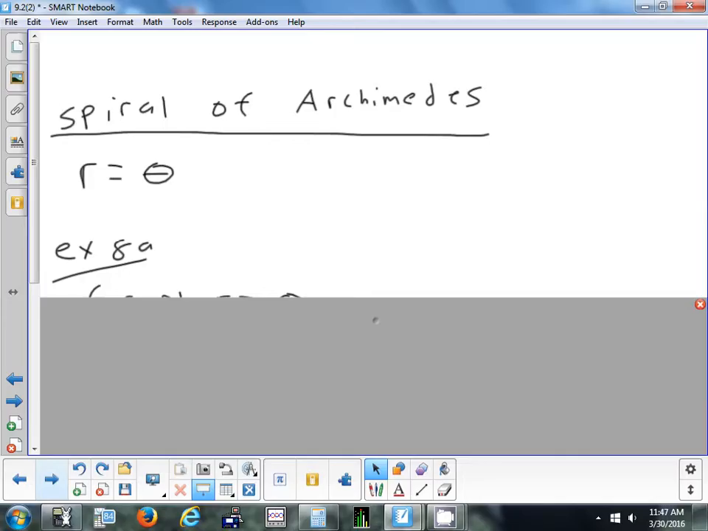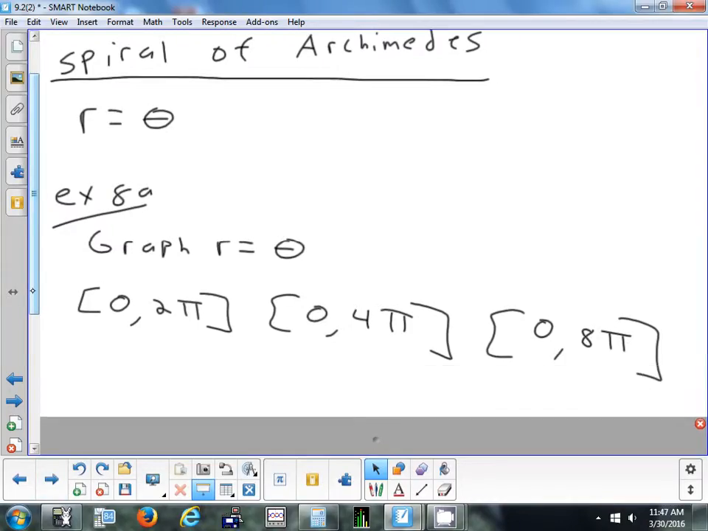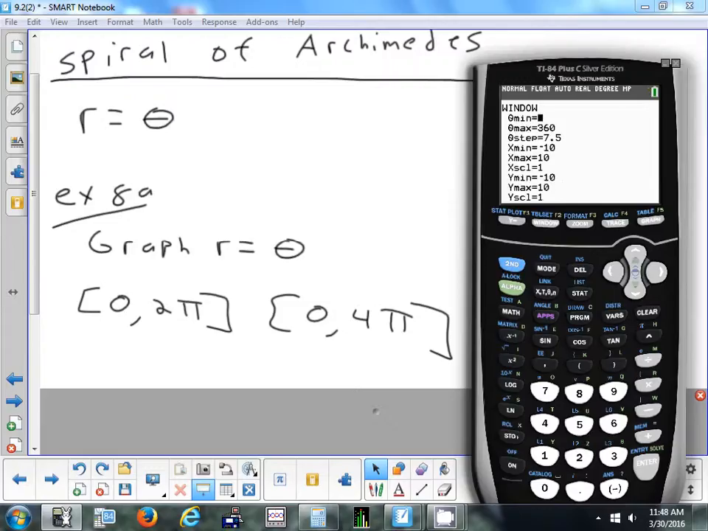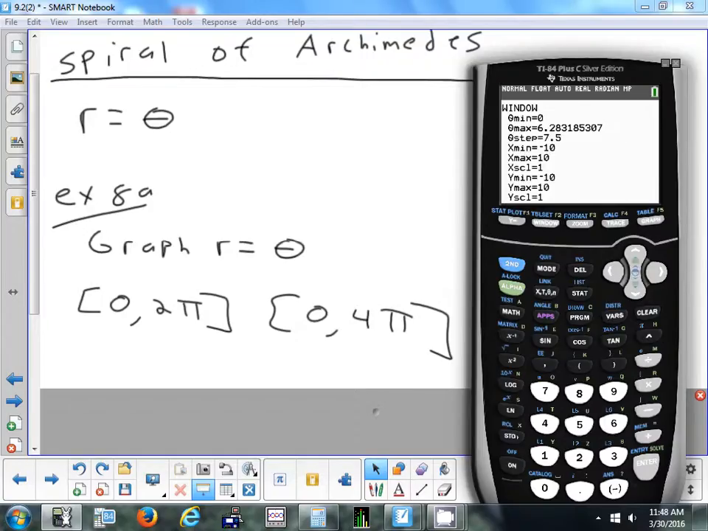Okay, let's graph this spiral over these different intervals. All right, so just type in r equals theta. Let's go from 0 to 2 pi. Let's change to radians. Anything else that I should adjust on my window if I'm now in radians?